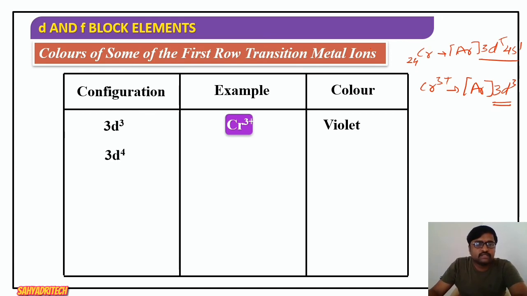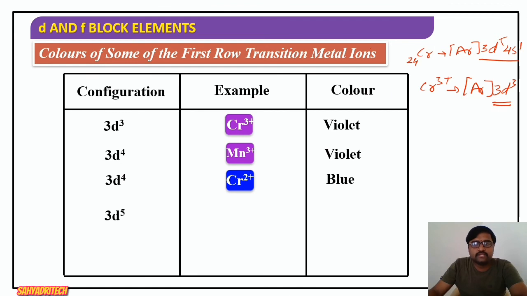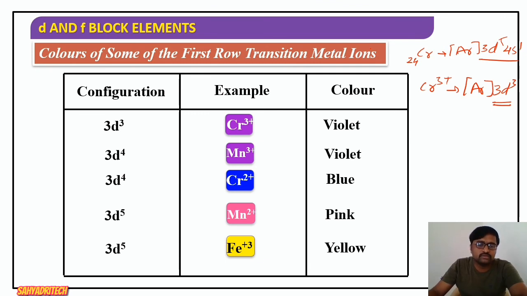Well, next, d4 configuration. An example is Mn3+, violet in color. One more d4, say chromium 2+, which is blue in color. Then d5 configuration, I can consider Mn2+, which is pink in color. Then one more d5 configuration, example Fe3+, which is yellow in color. Here I am considering configurations, examples for those configurations, and what type of color they are going to exhibit.